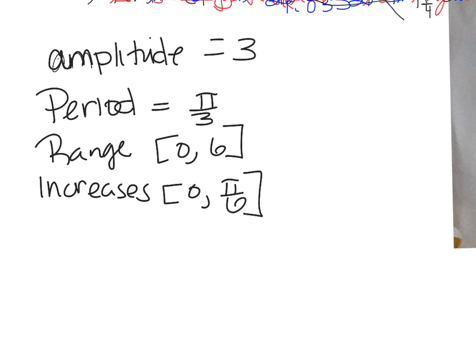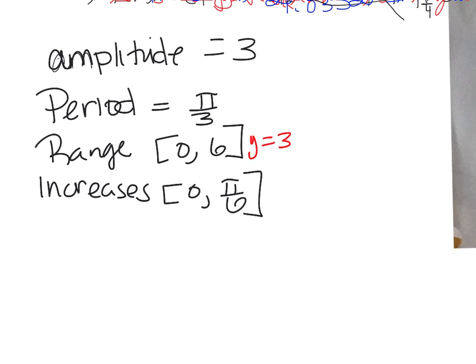Okay, so let's see. If my range here is from 0 to 6, that means I have a midline, and the midline would be right in between here. So therefore, in between 0 and 6 would be 3. So my midline would be y is equal to 3. So that's what I'm going to have tacked on at the end, the plus 3 at the end.